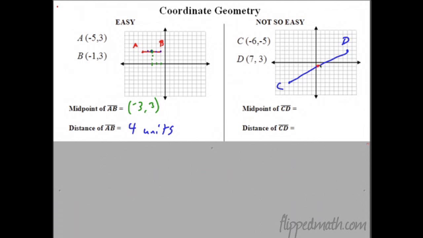I know it's in the middle. It's ballpark around here, but I want exact coordinates. How are we going to find that? Well, we're going to need some kind of formula to help us out. So let's get a formula down here.